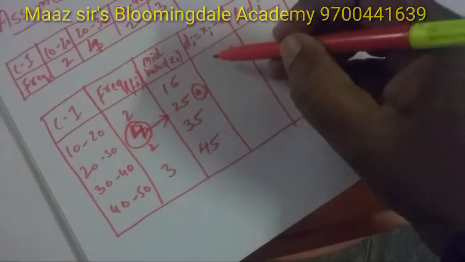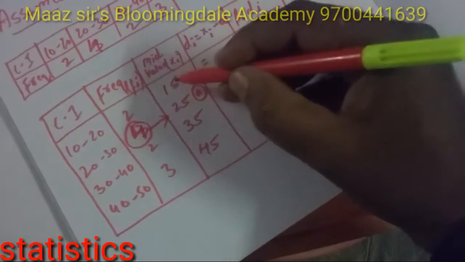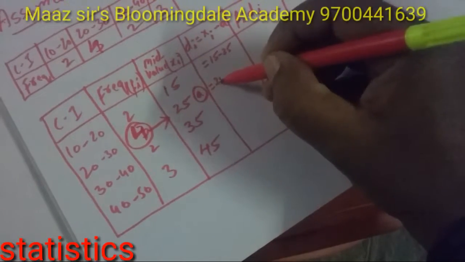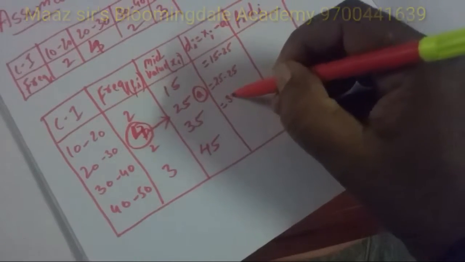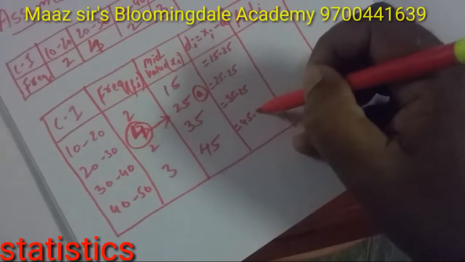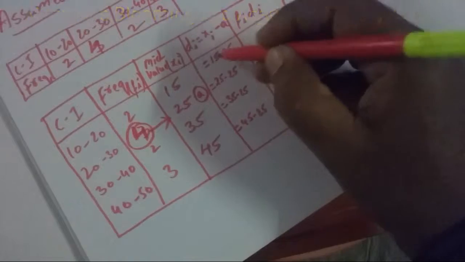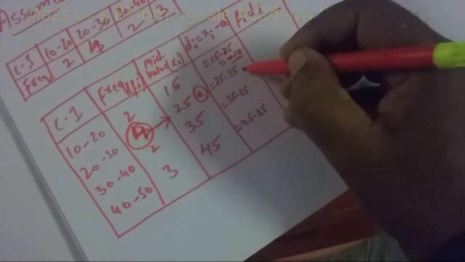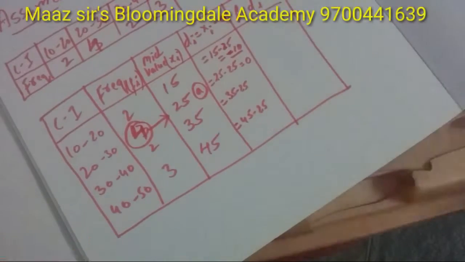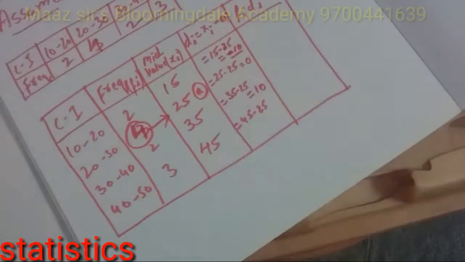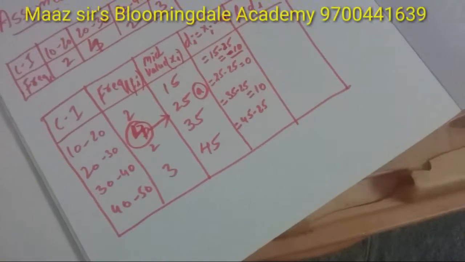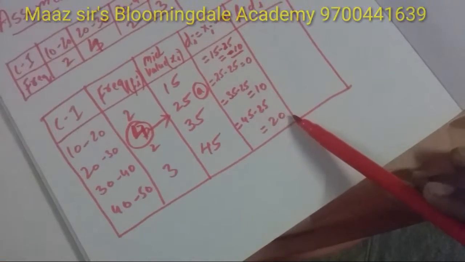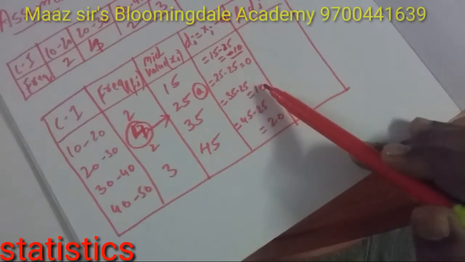So here you have to find out xi minus a. So this will be your xi minus 25. Similarly 25 minus 25, 35 minus 25, 45 minus 25. So you will be getting the values, that is minus 10. Here you will be getting minus 10. Similarly you will be getting 0. Here you will be getting plus 10. And the last one is 45 minus 25, so you will be getting 20. So these are your di values: minus 10, 0, 10, 20.